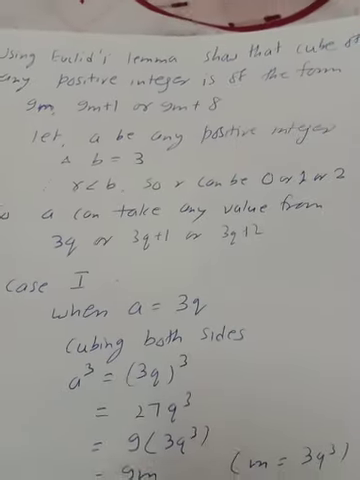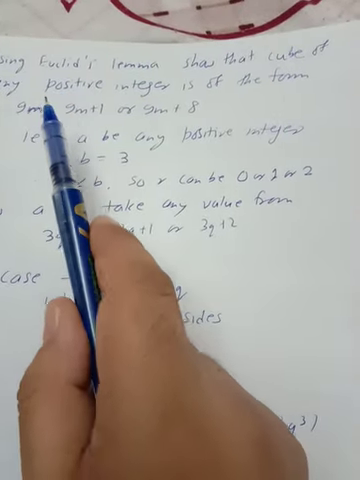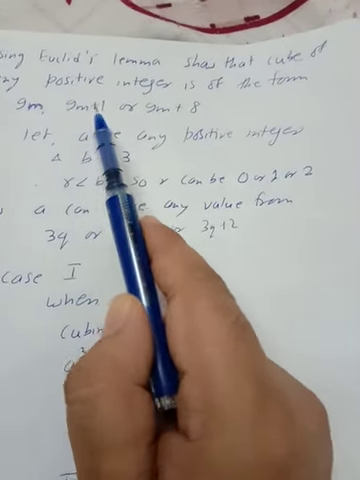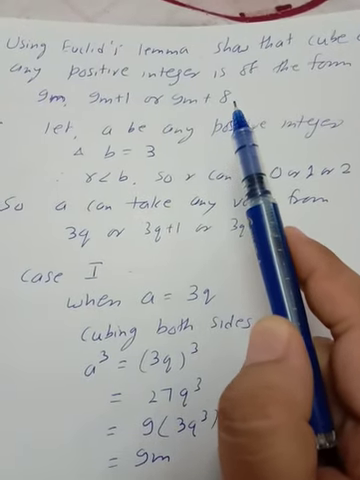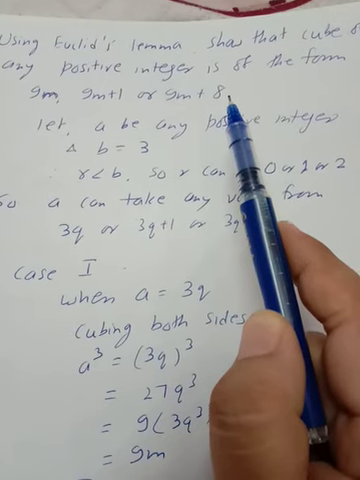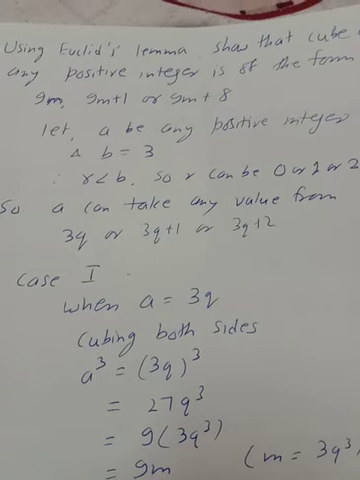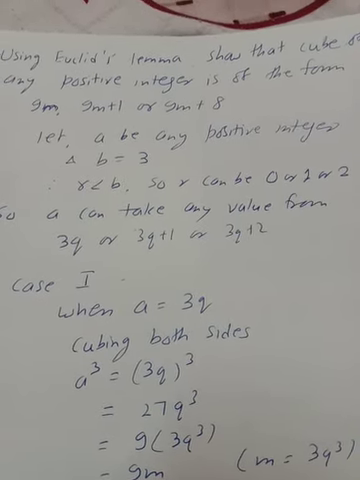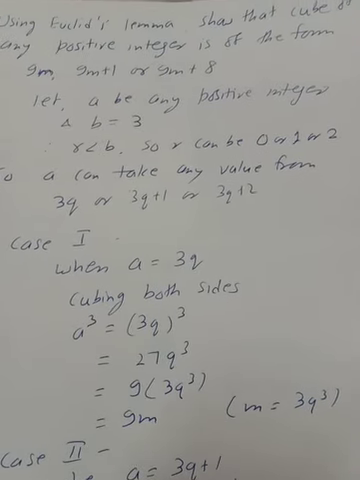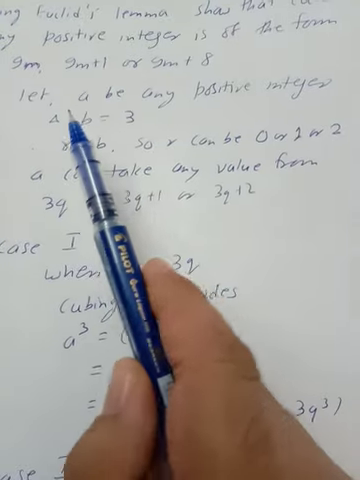Now the next question is, using Euclid's lemma, we have to show that the cube of any positive integer is in the form of 9m, 9m plus 1 or 9m plus 8. In this question, it may come to your mind to take b as 9, but we will not take b as 9 because then we have to solve the expression 9 times. So we will take b as 3 here only, because on cubing 3 we can get 9 as a common easily. So same way we start our work.